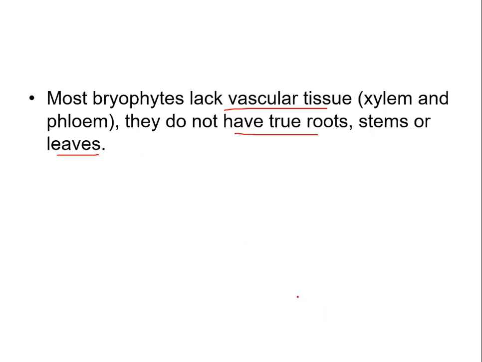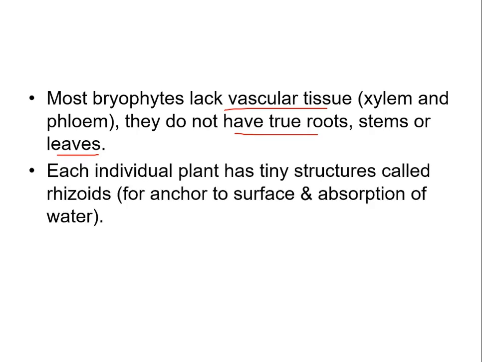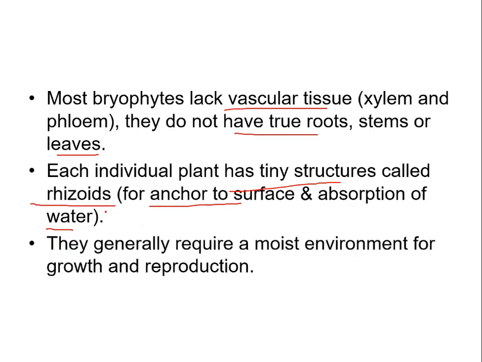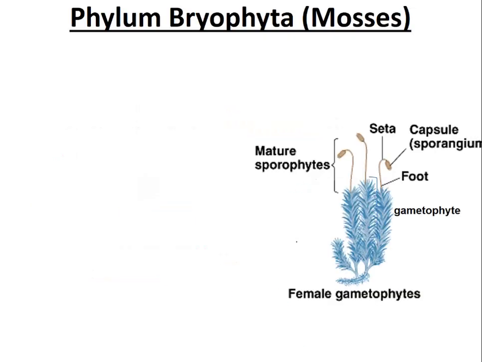So how can they manage to get nutrients? They manage to get nutrients because they have a tiny structure called a rhizoid. The rhizoid functions like a root, where it helps to anchor the plant to the surface and helps to absorb water. And usually non-vascular plants require a moist environment for them to grow and develop. So the non-vascular plants have this general characteristic.